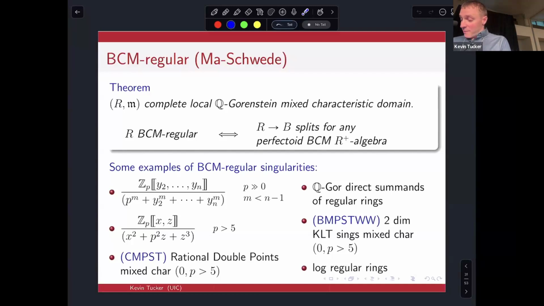You can generalize that a bit further, and I think this is important for Jakob's talk. In fact, all two-dimensional KLT singularities of mixed characteristic (0, p), with p at least 5, are BCM-regular. And I think, as Carl mentioned, the analog of toric rings here, so log regular rings, are BCM-regular, and this is really an analog of a result of Gabor-Romero.